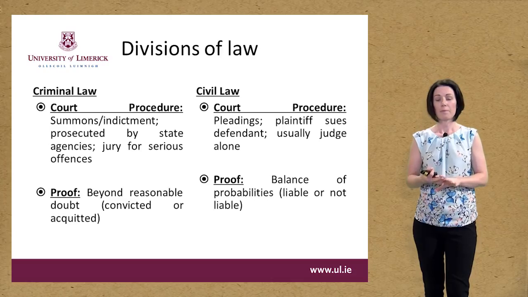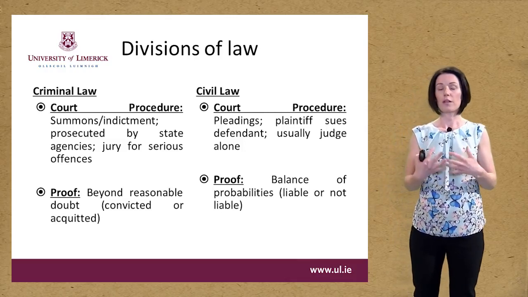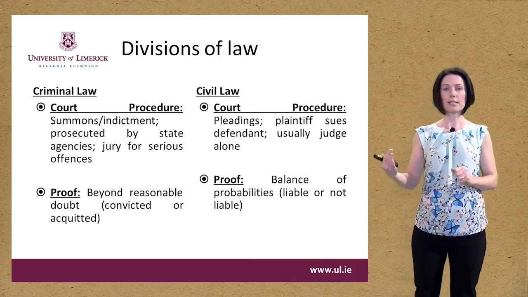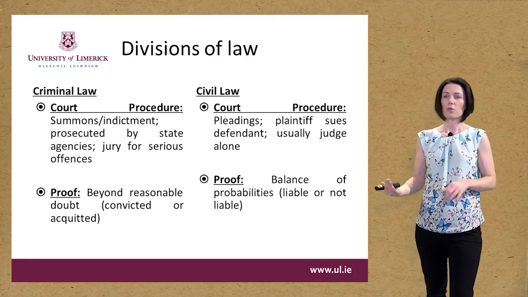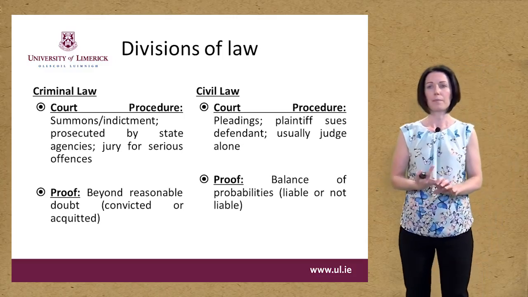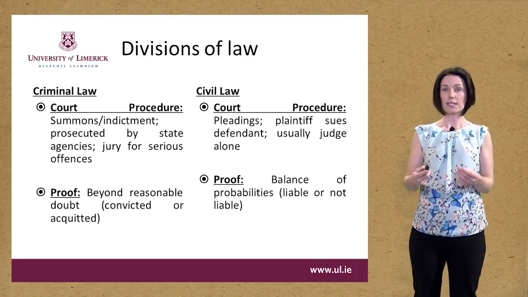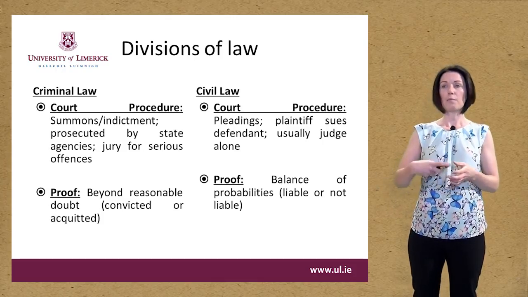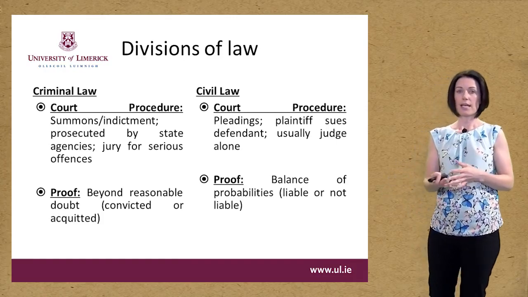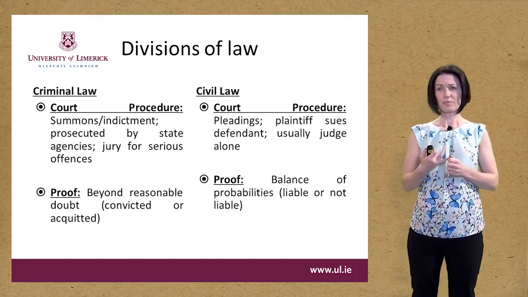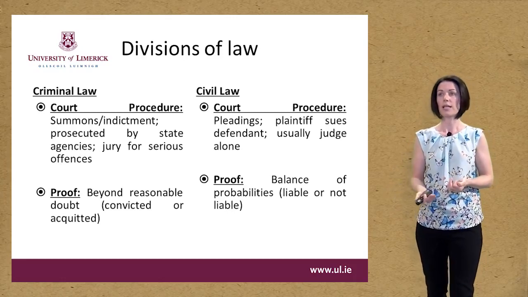One being the proof that has to be adduced in evidence before the court. In criminal law, the standard of proof is beyond a reasonable doubt, versus in civil law, the standard of proof will be the balance of probabilities. So in criminal law, it would have to be proved to the judge and to the jury that the defendant committed a crime beyond a reasonable doubt before they could convict, whereas the balance of probabilities, in civil law, is that a situation is more likely than not to have occurred.